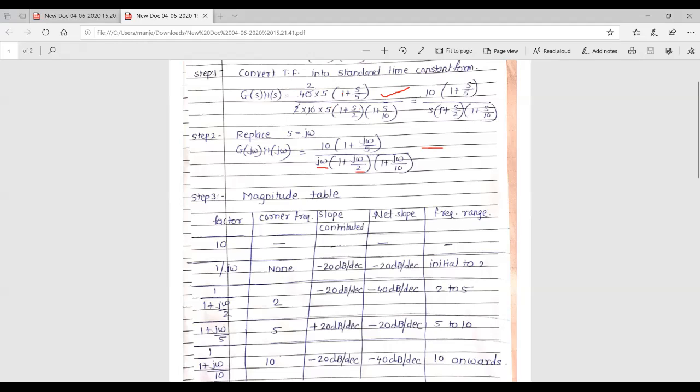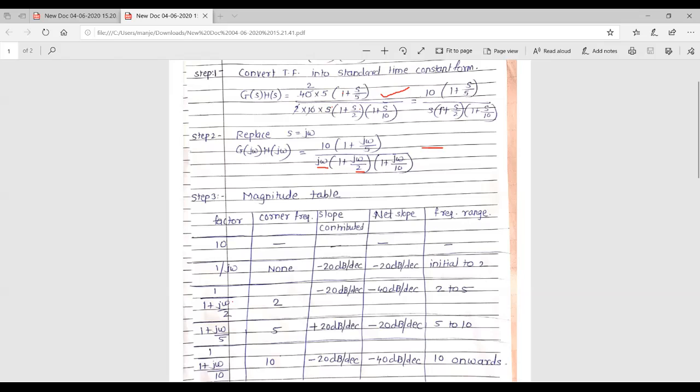Then 1 plus j omega by 5, because corner frequency is 5. And in the end, you will write this factor. Just please be careful while writing these factors, which factors are in the numerator and which factors are in the denominator. You need to write 1 upon 1 plus j omega by 2. And for this 1 plus j omega by 5, because this is in numerator and this is in denominator. People make mistake here. If you make a mistake here, everything will be wrong. Okay. So in short, the factor column should be written in the ascending order of frequencies.